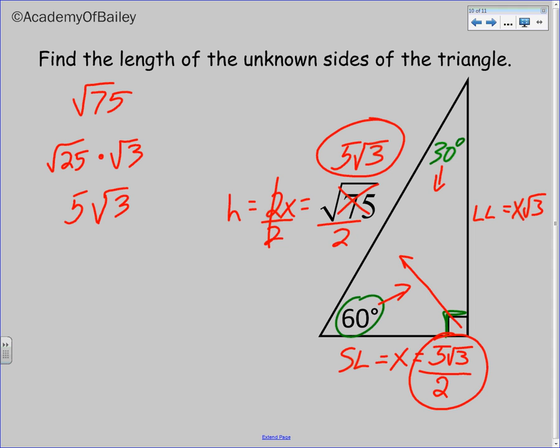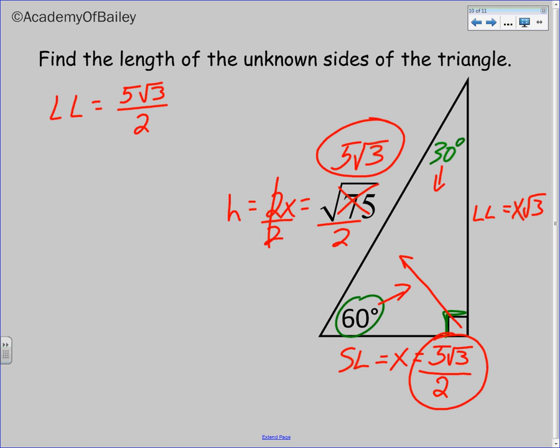Alright, now this one over here, the longer leg, we're going to have to do some work. So let me clear off some room. So we say the longer leg is equal to 5 times the square root of 3 over top of 2. That is x. Okay, we got that from the short leg. And then we multiply it by the square root of 3. That's just the 30, 60, 90 theorem tells you to multiply x times the square root of 3 to get the longer leg.